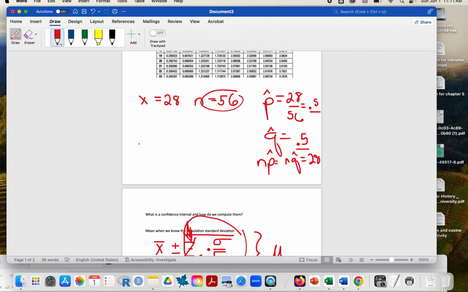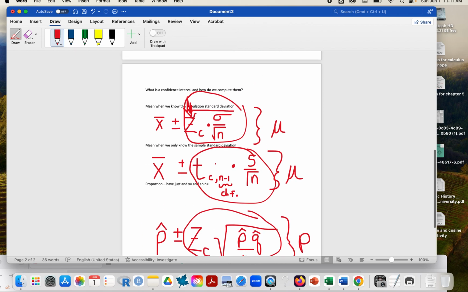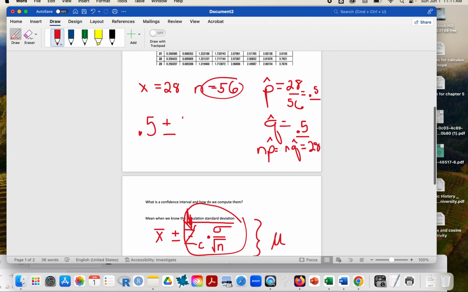We've got that there. So what we do is we go 0.5, and then we have plus or minus z sub c. And if we do the 95% confidence interval again, we're going to get 1.96 multiplied by the square root of p hat, which is 0.5, multiplied by q hat, which is also 0.5, divided by n, which will have 56 there. Okay, again, you can do this on the handy-dandy graphing calculator.